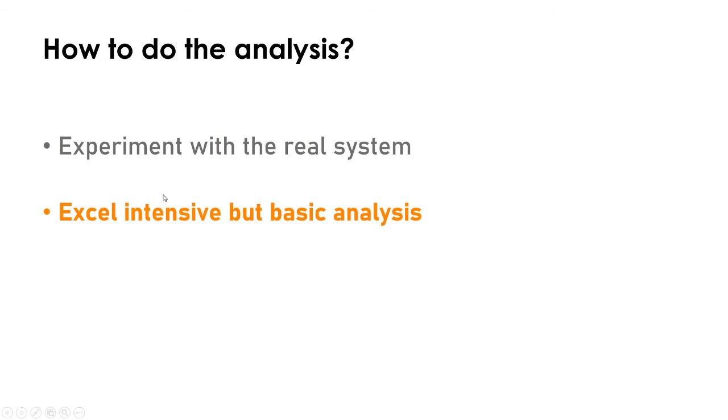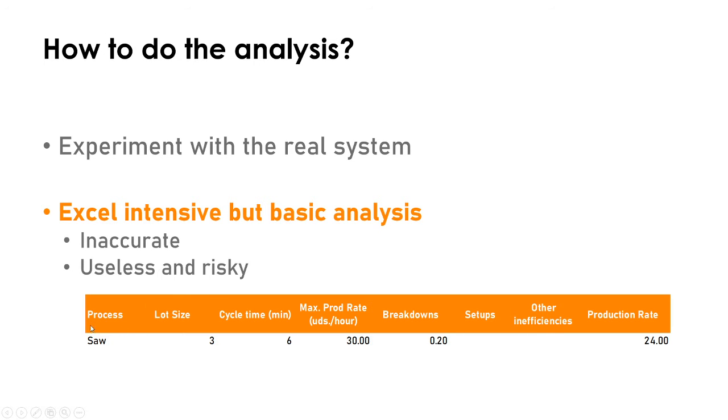The next thing that we can do is to do some Excel analysis, intensive but basic though, which would consist in doing what we might call a static analysis. For example, we have the saw, where we have a lot size of 3, a cycle time of 6 minutes, that would give us a maximum production rate of 30 units per hour. If we discount the breakdowns, we might estimate a production rate of 24.